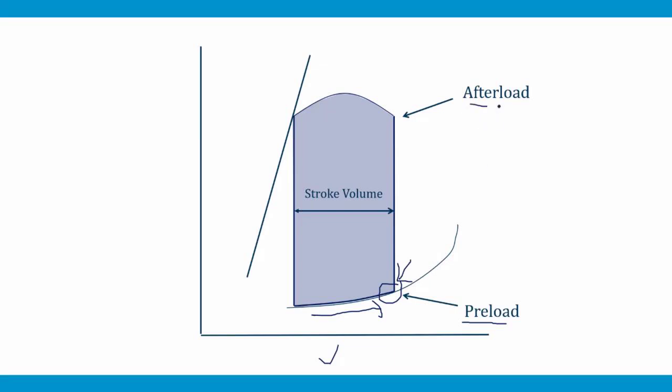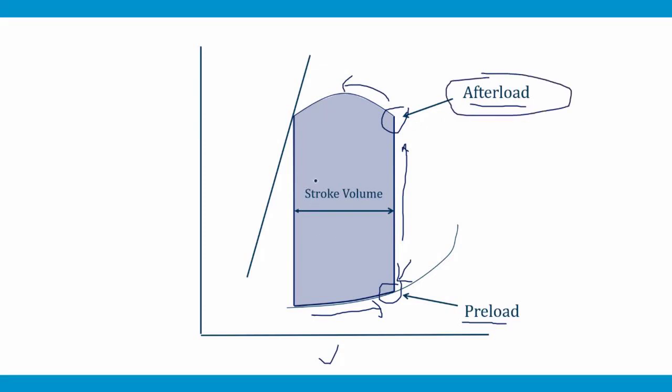You should also know that this point up here represents the afterload. Afterload are the forces that resist blood leaving the left ventricle, and so basically the ventricle is going to contract and drive the pressure up until the pressures become high enough to open the aortic valve, and that pressure where the aortic valve opens and blood starts to leave the chamber, that represents the afterload.